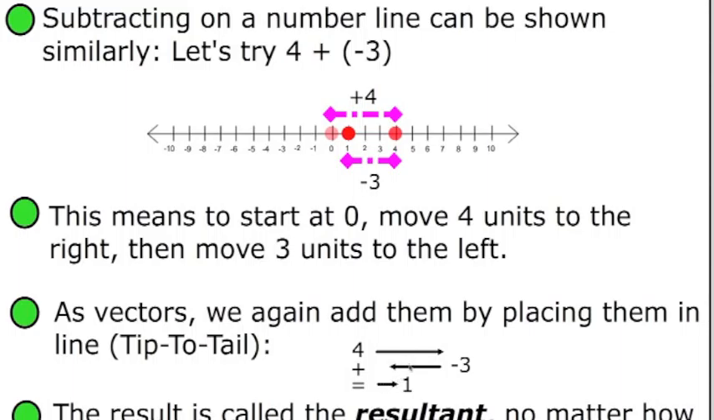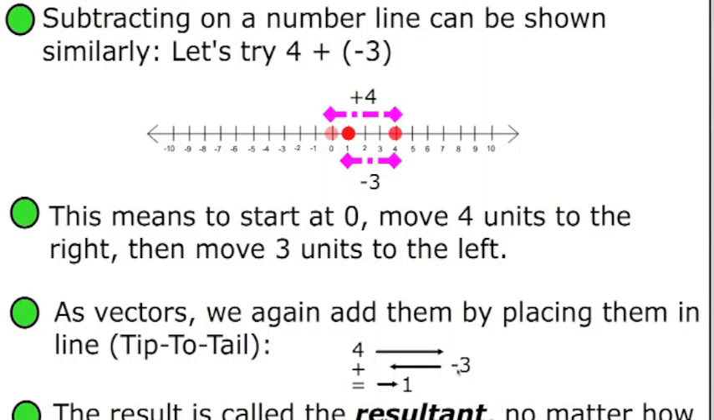Now remember, these are supposed to be over top of each other. They're just not over top of each other because it would be difficult to see them that way. You don't want to try and draw your vector like this on an angle. That wouldn't make any sense at all. These are both along the x-axis, or the horizontal axis. The result is called the resultant, no matter how many vectors are summed.